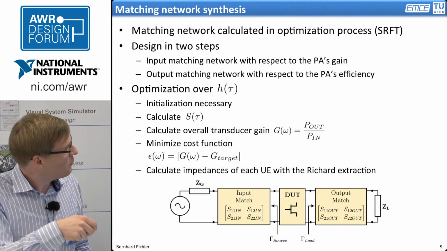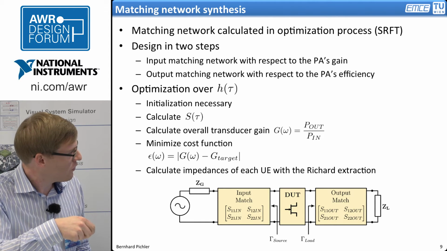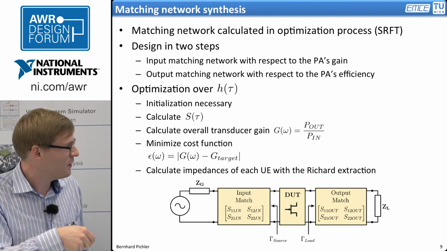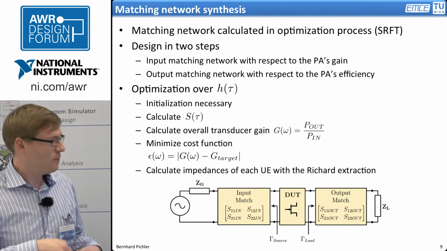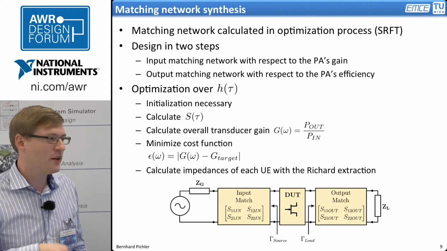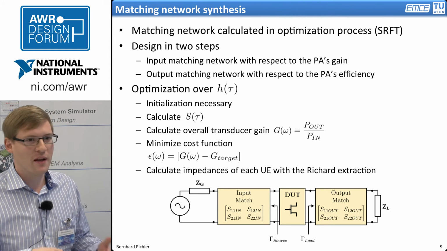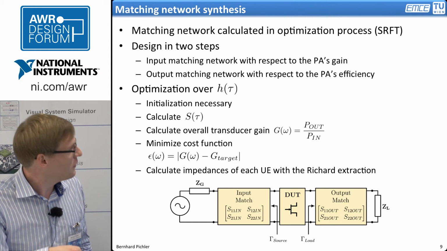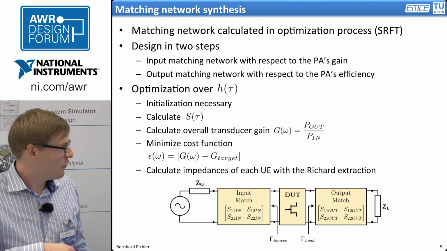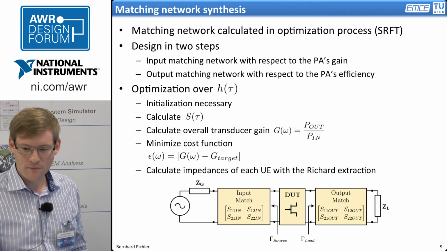So you optimize h of tau, calculate the gain, and do that until epsilon of omega is 0. If the optimizer reaches a minimum, you have described your matching network, and the last part is to calculate the impedances. This can be done by a Richards extraction. For a power amplifier, this is done in two steps: you design first the input match and then the output match, and you're done.